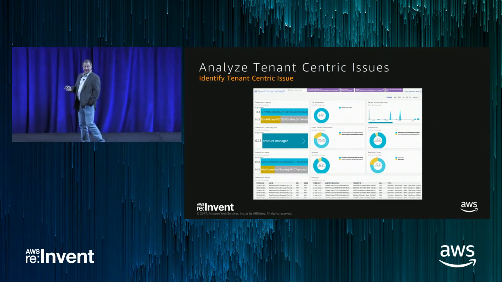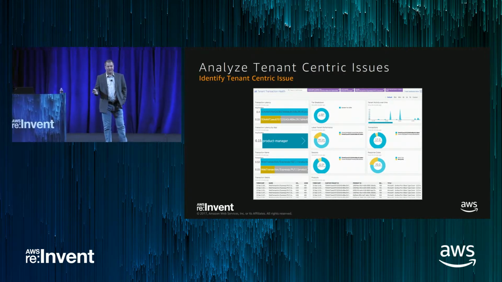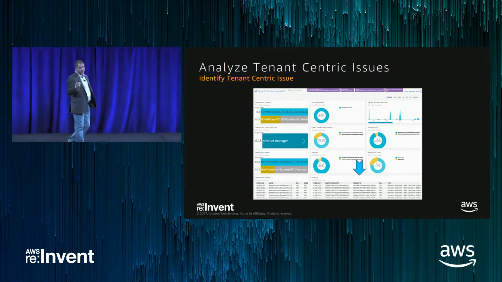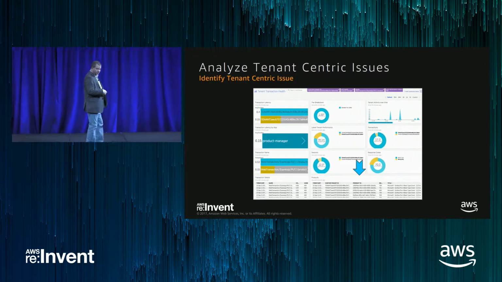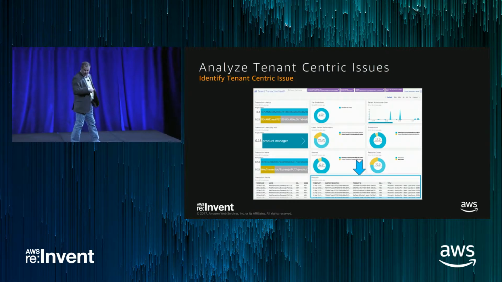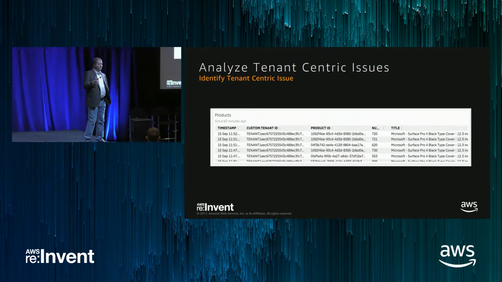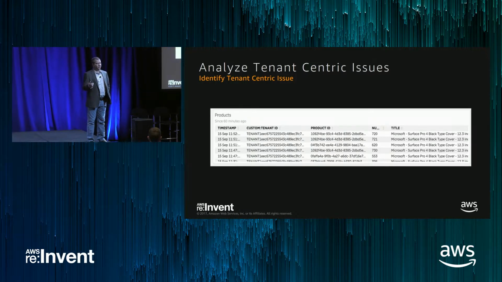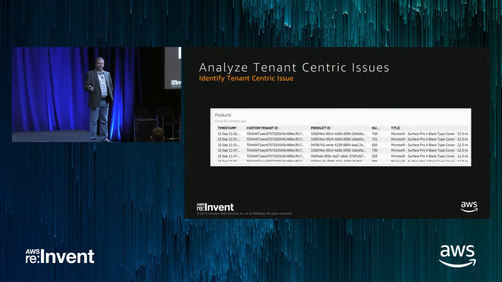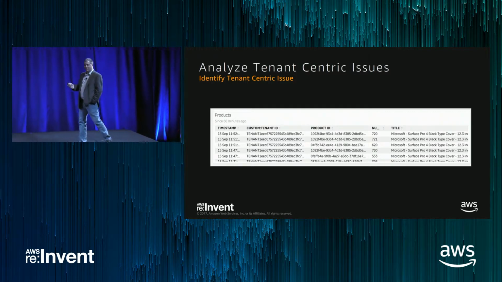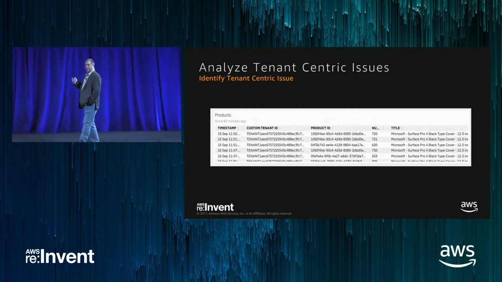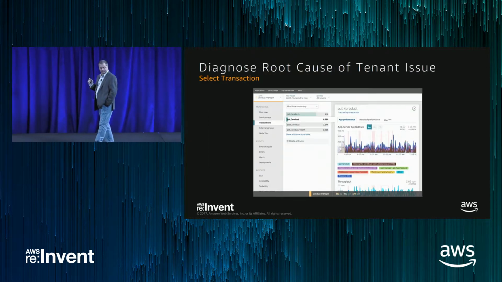So now we want to identify those tenant-centric issues that we filtered all the way down for. So those are down at the bottom. We filtered it all the way down there. Let's blow that up. So now we're looking at transactions that happen, and it looks like when they order a specific product, there's an issue. Not a problem. We can go back and work on our back end and fix it, but we were able to get there very quick.